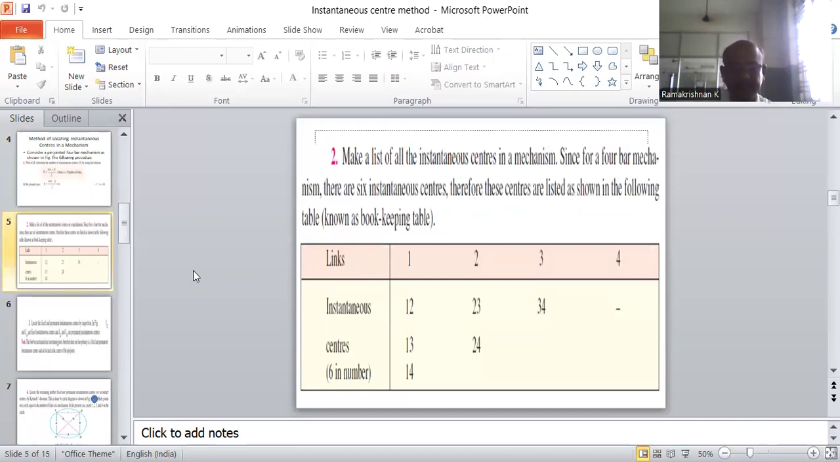Next is to draw the bookkeeping table. Here, for our consideration, there are 4 links. Then the instantaneous centers. So we have to write the various possible combinations of the instantaneous centers. We already know the number of instantaneous centers is 6. So 1, 2; 1, 3; 1, 4; 2, 3; 2, 4; 3, 4. So there are 6 instantaneous centers.